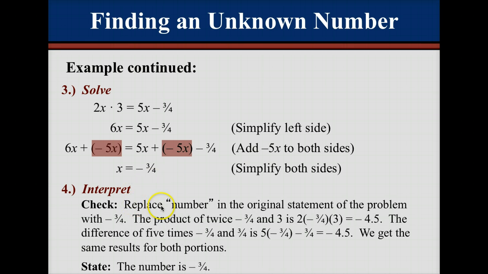To interpret, all we're going to do is replace, or substitute, the number in the original statement of the problem with negative 3/4. So wherever we have an x in our original, we simply substitute it in with a negative 3/4. So 2 times negative 3/4 times 3, we get negative 4.5. 5 times negative 3/4 minus 3/4, we again get a negative 4.5. We get the same results for both portions, so our answer is negative 3/4.